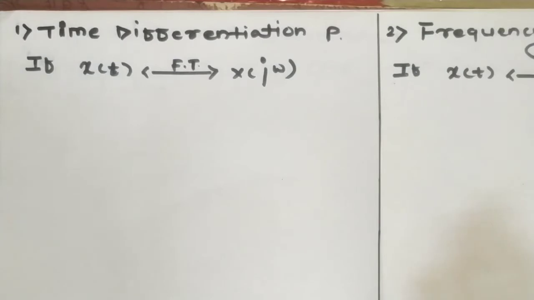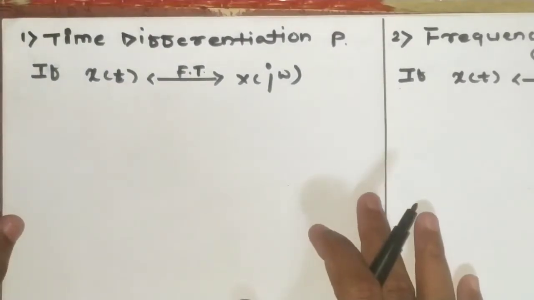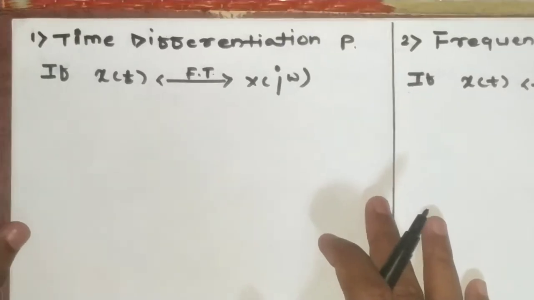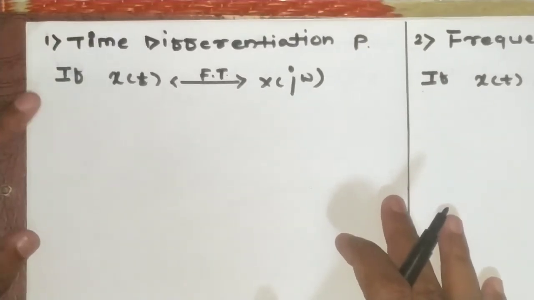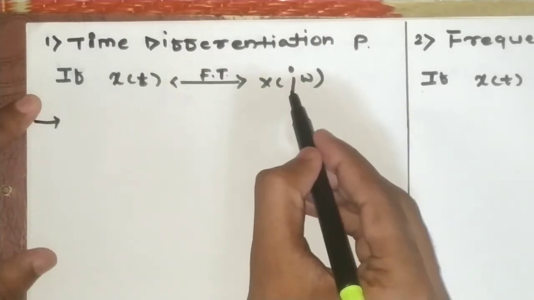Hello, in this video we'll discuss some miscellaneous properties of the Fourier transform. So we have the first property as the time differentiation property. The first statement we'll keep as it is: if we have x of t with Fourier transform x of j omega.